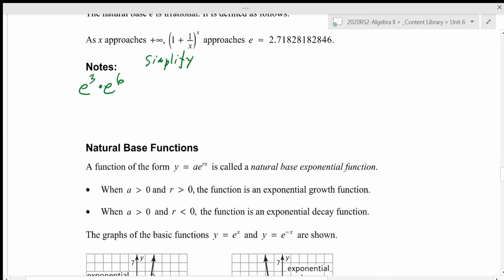So if we have e to the third power times e to the sixth power, that should be e to the ninth power, because you're multiplying things that have the same base. So you add the exponents together.